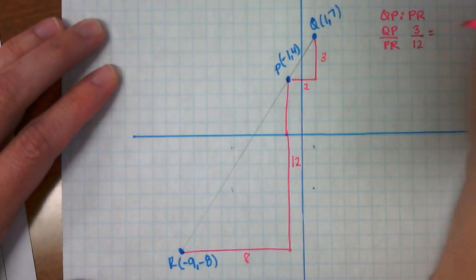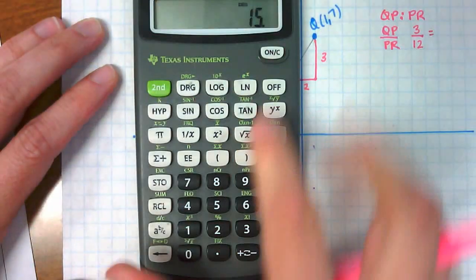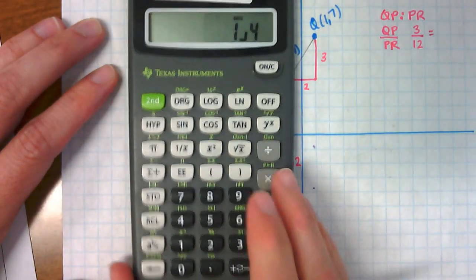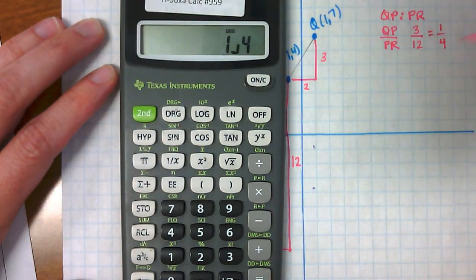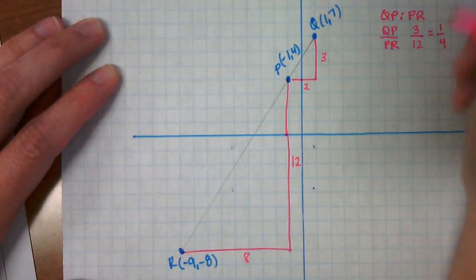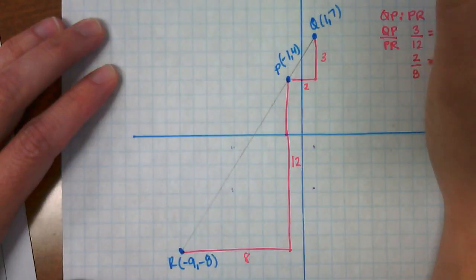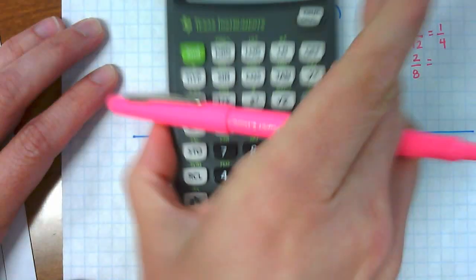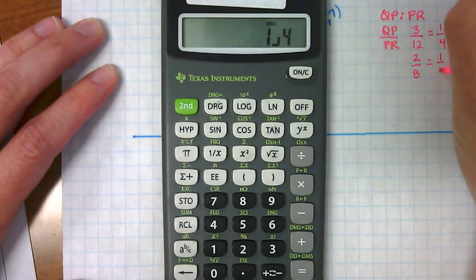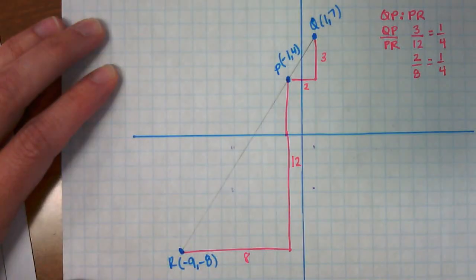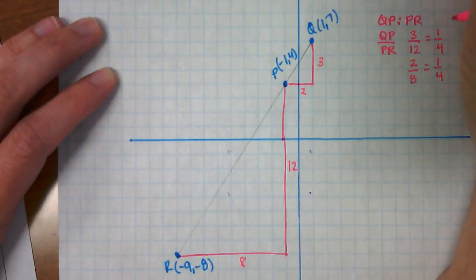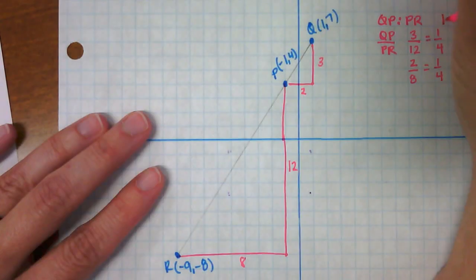If I simplify my fraction, because remember your calculator will simplify fractions for you, you just type in your fraction and hit equals, I get 1 to 4. Okay, if I wanted to compare my horizontal distances, I'd have 2 to 8. And again, if you wanted to use your calculator, 2 over 8, and simplify, you get 1 to 4. So that's telling me that my distances for QP to PR is going to be 1 to 4.